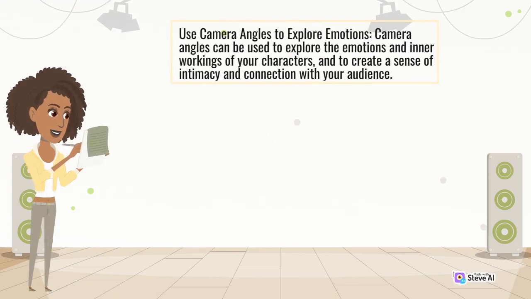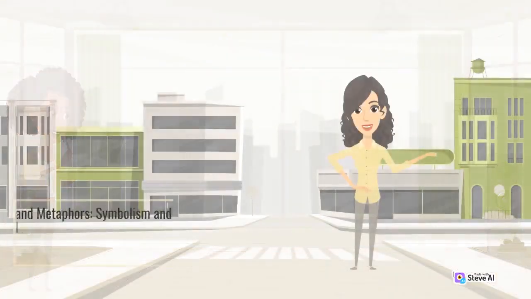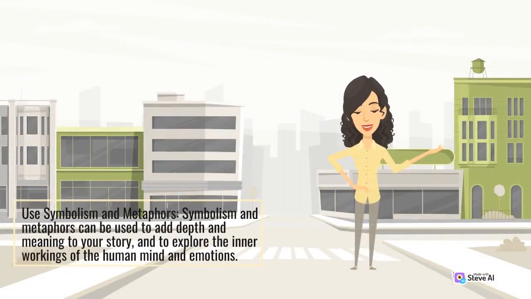Use camera angles to explore emotions. Camera angles can be used to explore the emotions and inner workings of your characters, and to create a sense of intimacy and connection with your audience. Use symbolism and metaphors. Symbolism and metaphors can be used to add depth and meaning to your story, and to explore the inner workings of the human mind and emotions.